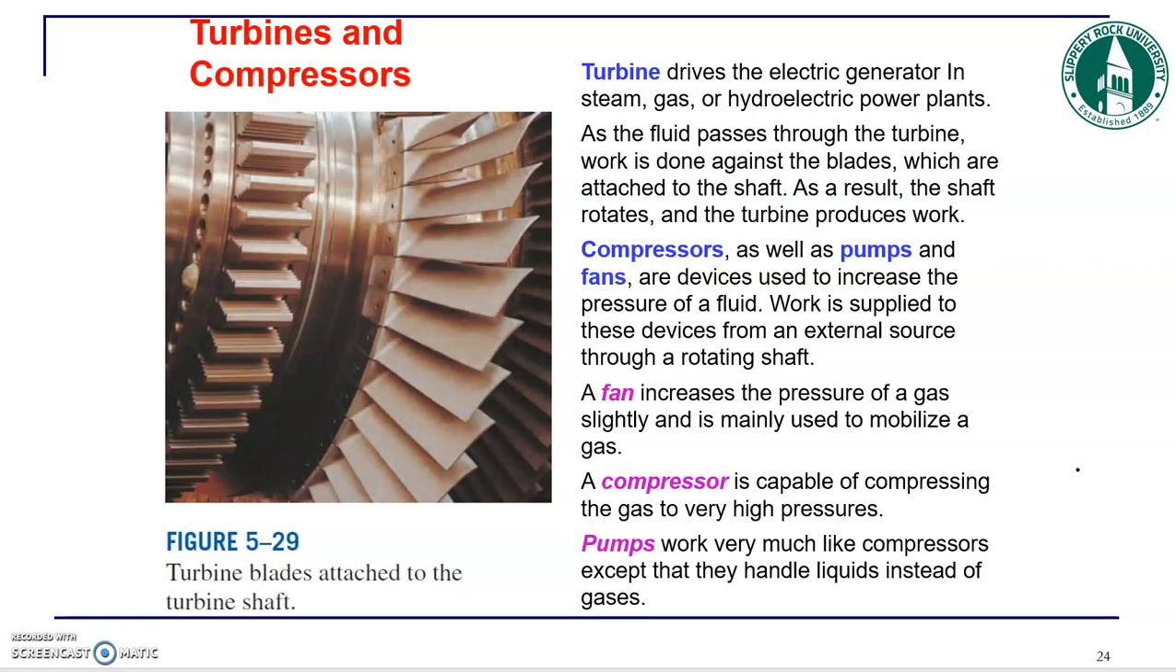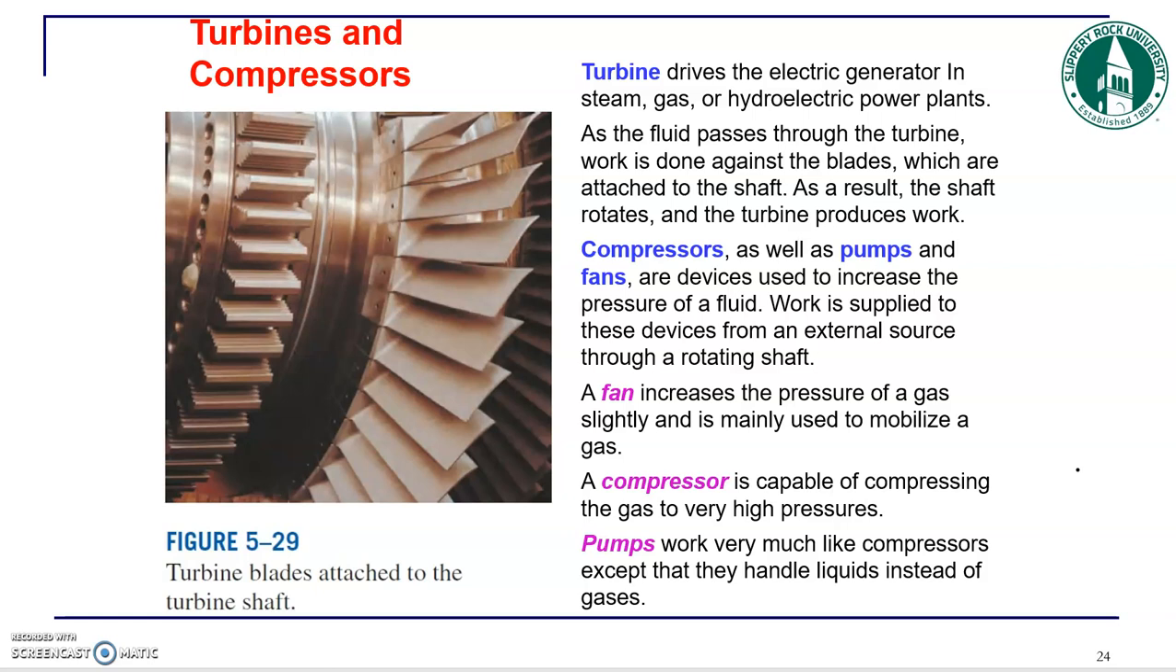So a turbine is a device that basically drives the electric generators in steam power plants, and the idea behind this is basically we have a fluid that passes through these blades, as you can see in this picture, and this produces some work. So these blades are gonna rotate and they are connected to a shaft, and that shaft produces basically electrical energy.